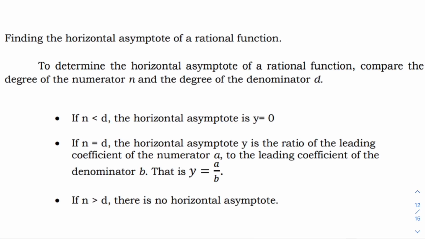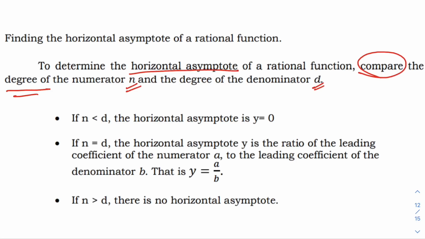Nakuha guys? So, paano ba natin makukuha yung ating horizontal asymptote? So, dito guys, sabi, to determine the horizontal asymptote of a rational function, just compare the degree of the numerator n and the degree of the denominator d. Okay? So, may dalawa tayong degrees dito. Degree ng numerator, yun yung ating variable n, and yung degree ng denominator, yung variable d. Okay, ano ba yung degree? Yun yung highest exponent na nag-e-exist doon sa ating polynomial.